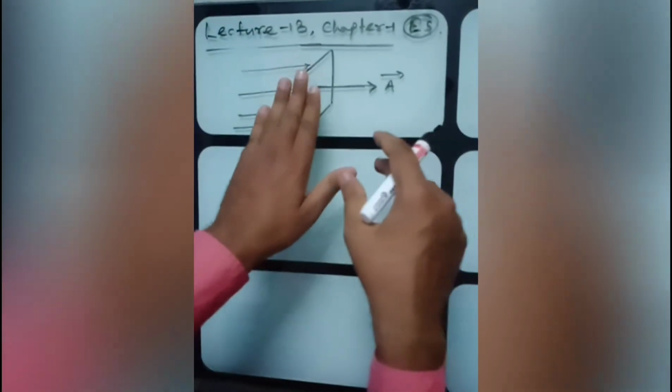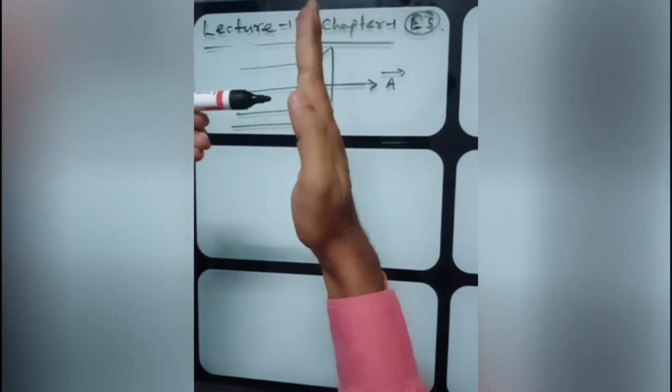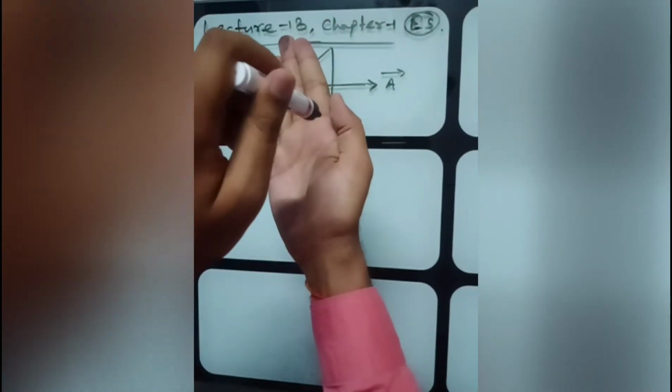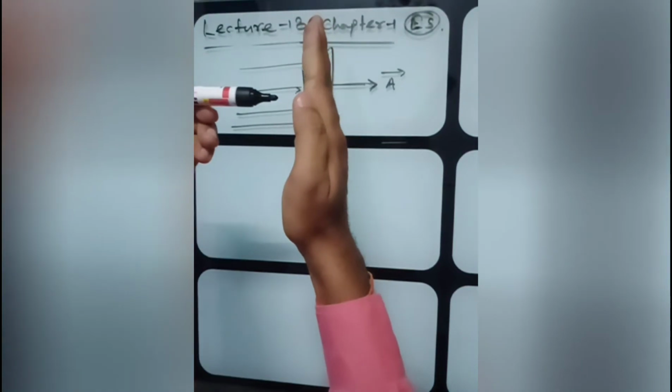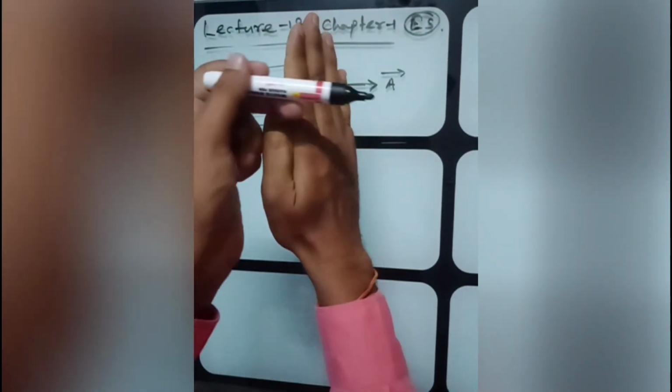You can see, if you tilt this plate, the plate is this one, and the field lines are coming in this way. If you tilt this plate in this way or in this way, the field lines will go from above.